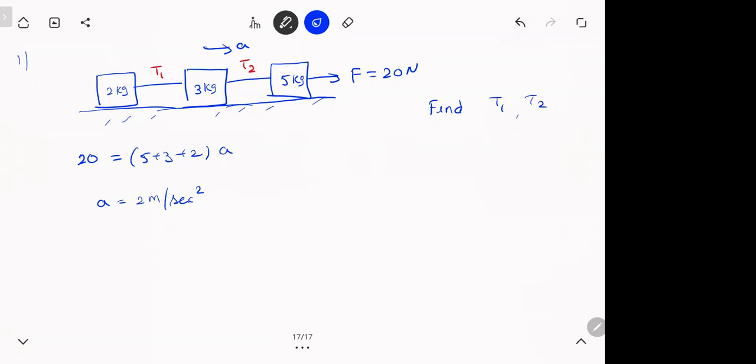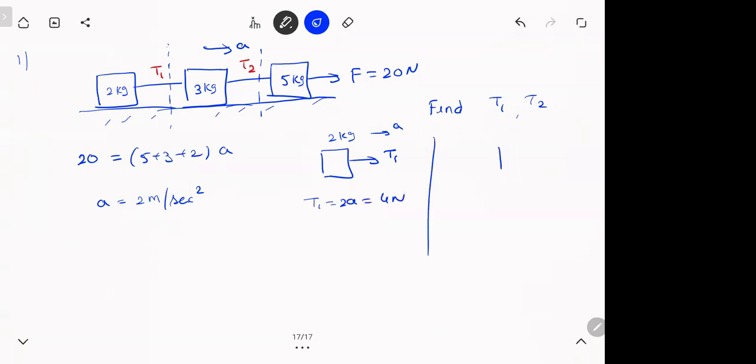You want to find T1. I told you this multiple times. Whenever you want to find tension, cut it there. When I cut it at T1, I can take the 2 kg or the left or the right side. I will take the left side because there is only one block. That will be T1, acceleration A. So we get T1 is 2 into A, which is 2, so 4 newtons.